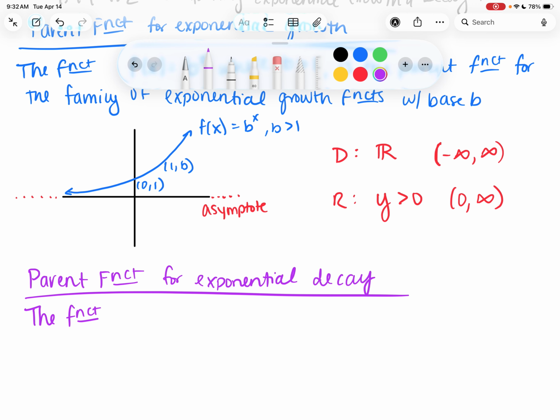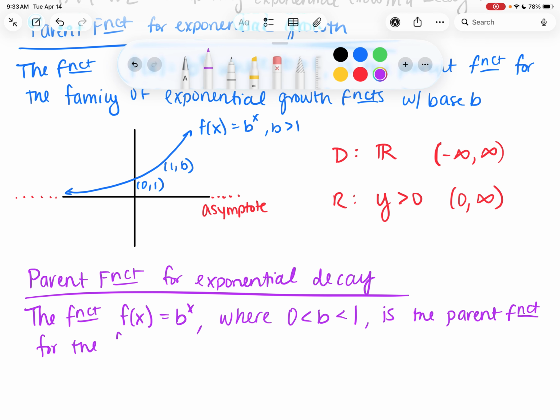The function f of x equals b to the x. So obviously that looks similar, but the stipulations on b are different, where 0 is less than b is less than 1. So basically that means that b is a fraction between 0 and 1. Could be a decimal. Usually they give it to you as a fraction, but some of the books actually do more with decimals. It doesn't really matter. It is the parent function for the family of exponential decay functions with base b.